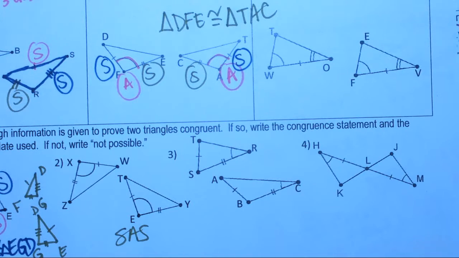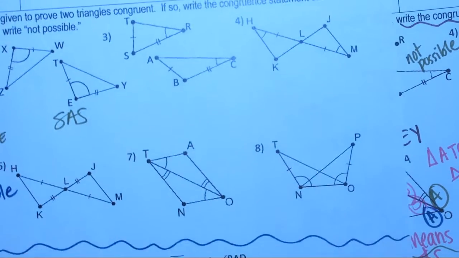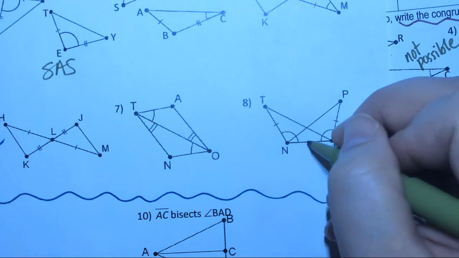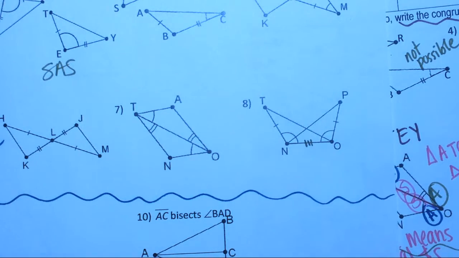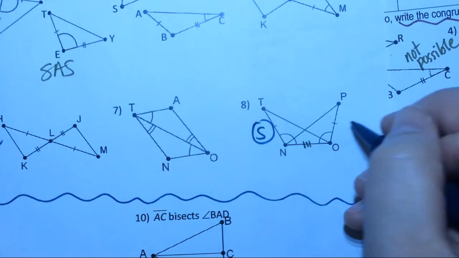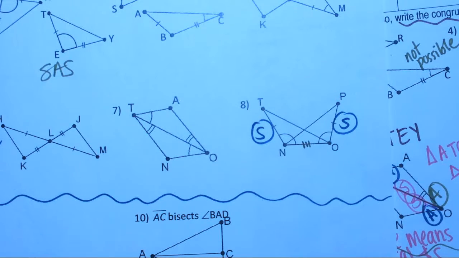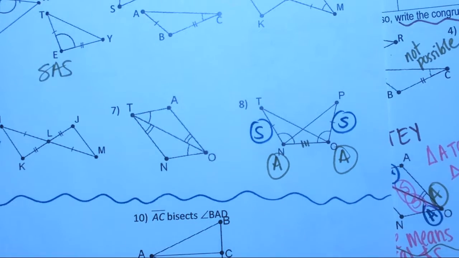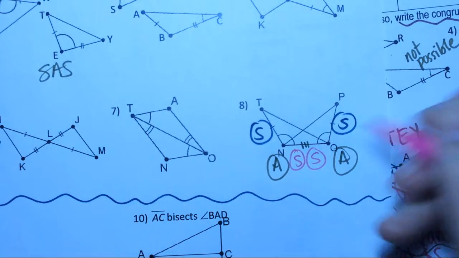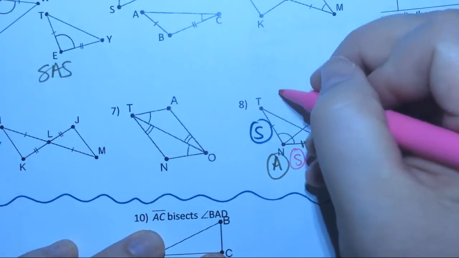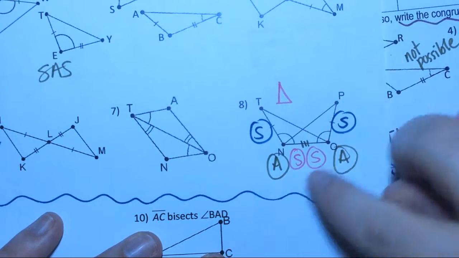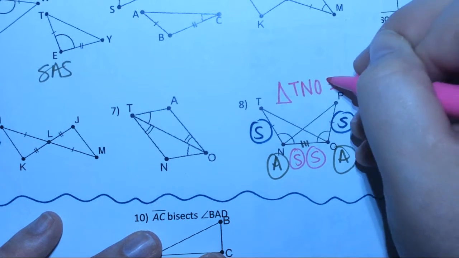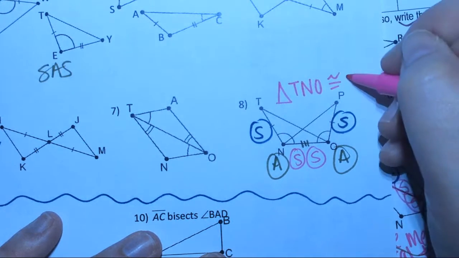What side do they share? Okay, they share the NO. So if TN has 1 dash, that's an S. PO has 1 dash, that's an S. Angle N and A, angle O and A, and then the S that they share is NO. So it is SAS. And it can't hurt to practice the congruent statement one last time. I did blue, pink, green with TNO. So I would do blue, pink, green again with PON.